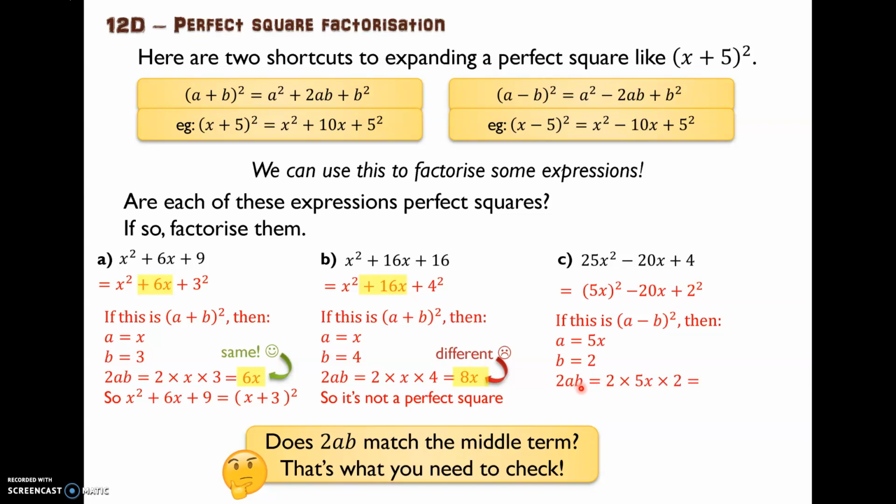2 times A times B would be 2 times A, which is 5x, times B, which is 2. How would I simplify 2 times 5x times 2? Well, 2 times 5 is 10. 10 times 2 is 20. 20x. Now, these here, even though there's a minus sign, that's okay. We'll just forget about that minus sign for now. It's part of the pattern. But other than the minus sign, these match. That 20x matches the middle term, right? So does it match the pattern? Yes, it matches.